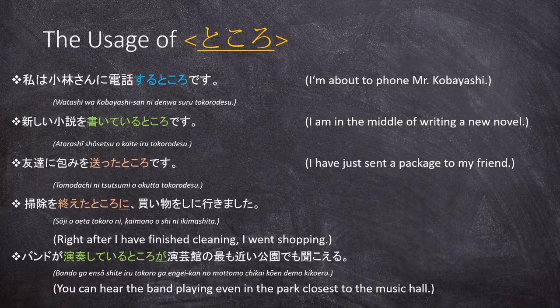So always remember to be cautious when you are attaching Tokoro, and always keep in mind that if you attach Tokoro to the plain form, you will get the meaning of being about to do something. If you attach it to the continuous form, then you will get the meaning of being in the middle of a certain action. But if you attach it to the ta form of the verb, then you will get the meaning of having done something.